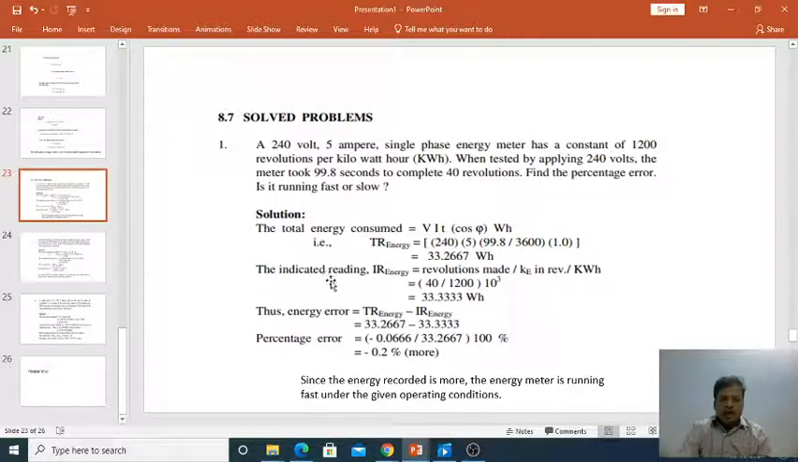The indicated reading is different. Indicated energy is equal to revolutions made per revolutions per kilowatt hour, so 40 by 1200 into 10 cube. It is 33.333 watt hour. Thus the energy error is 33.2667 minus 33.333. Therefore the percentage error is minus 0.2%. That means the recorded energy is more. Since the energy recorded is more, the energy meter is running fast under the given operating conditions.